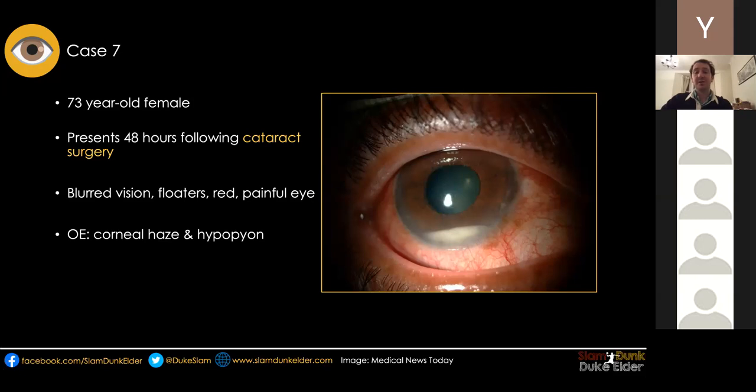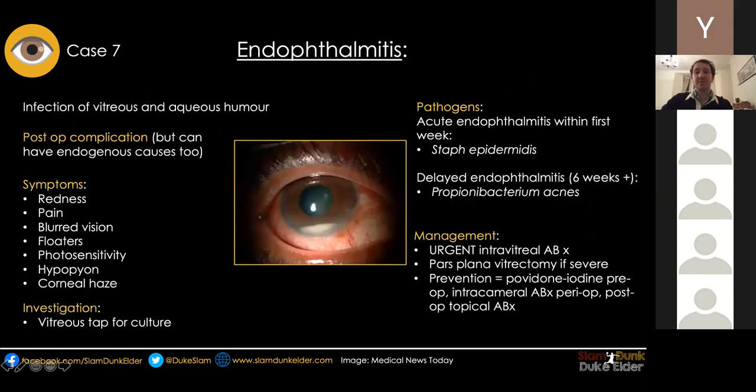Yeah, so endophthalmitis. This is one of the worst nightmares of an ophthalmologist. It's an infection of the vitreous and the aqueous humor. It's commonly a post-op complication, but there are other causes. In terms of exams, this would be the main giveaway in the stem of the question. It presents as a red, acutely very painful eye, and in severe cases you can see this hypopyon here.